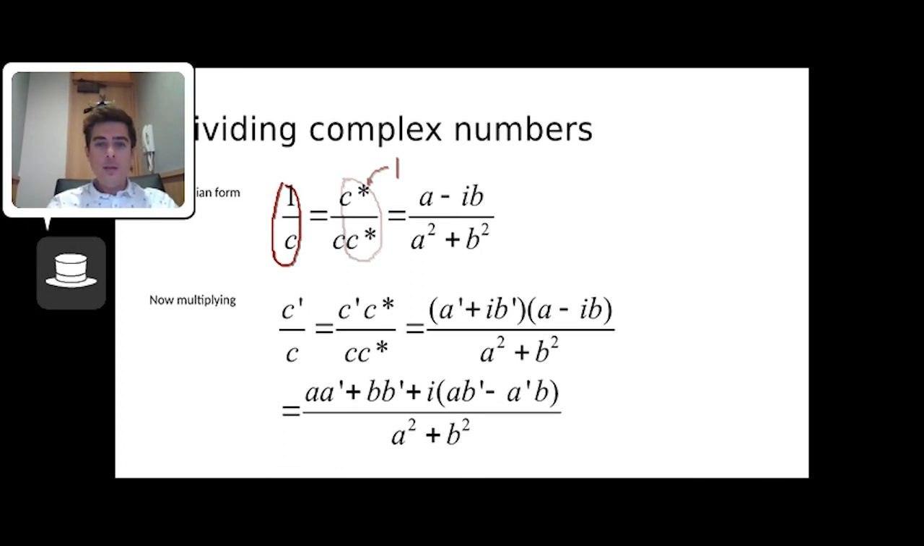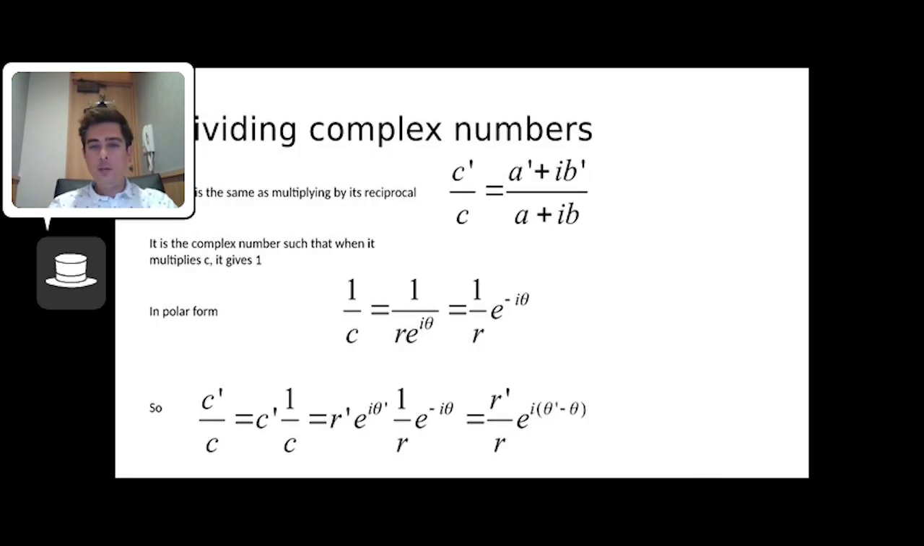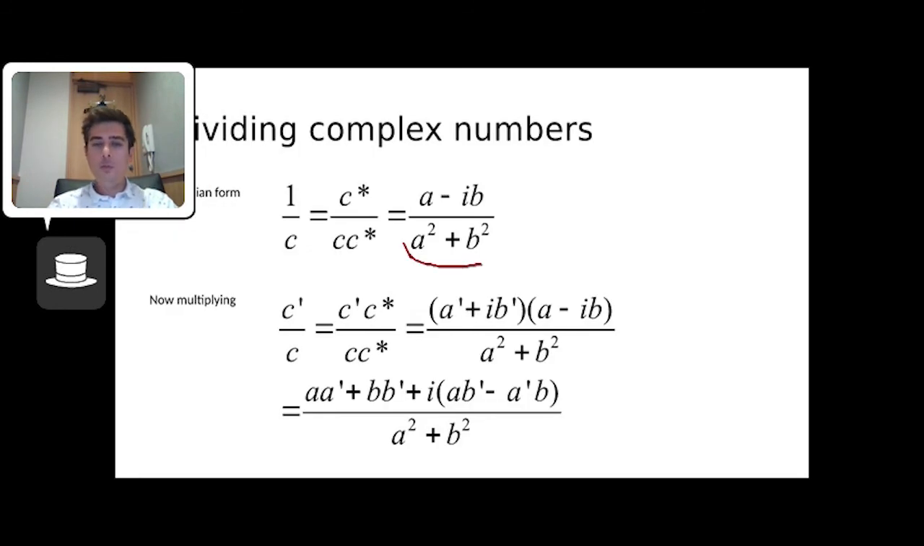So then the numerator of this fraction is going to be a minus ib, because that's the definition of the conjugate of c, and c times c star is actually equal to, just from a couple of slides ago, a squared plus b squared. Okay, so then we can rewrite our expression with a squared plus b squared on the bottom and a minus ib on top.